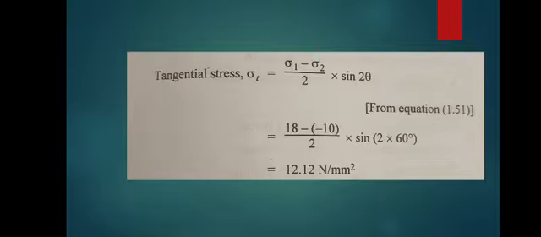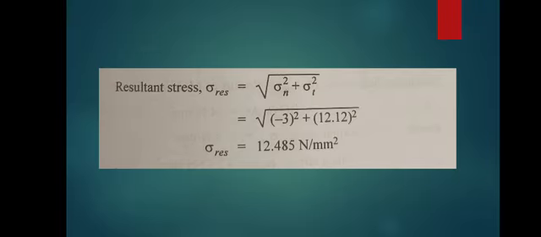Then they asked to find out the resultant stress. What is the formula for finding the resultant stress for stresses acting in mutually perpendicular direction? The formula is sigma resultant is equal to root of sigma n square plus sigma t square. We already found the value for sigma n, that is normal stress, and the tangential stress value. Substitute the values and find the answer. The answer for sigma resultant is 12.485 Newton per mm square.